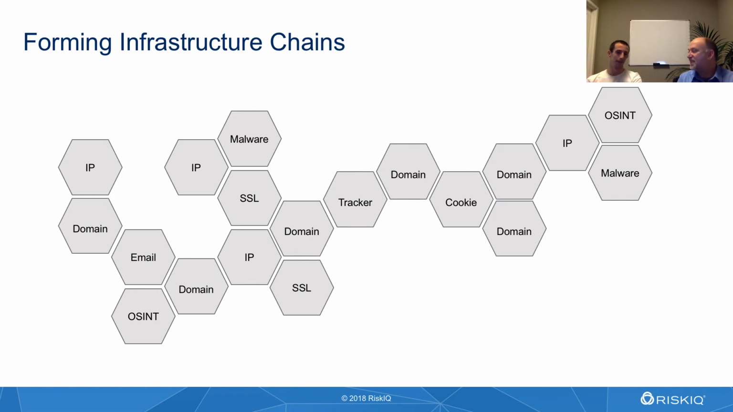We want to be able to leverage these inherent relationships between the data sets to form these chains, because if we're starting with an IP address, we can then go through the different connections on the chain and identify something that we may not have seen before.